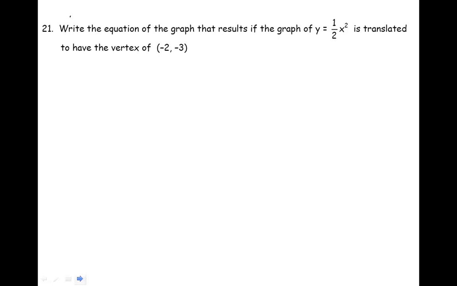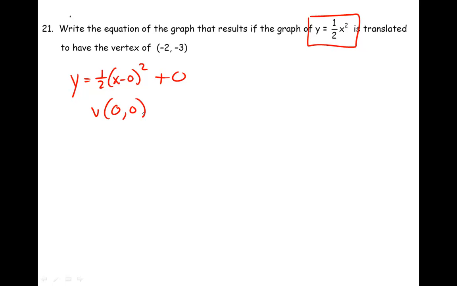Number 21, write the equation of the graph that results if the graph of y equals 1/2 x squared is translated to have the vertex of negative 2, negative 3. So let's look at our first equation, y equals 1/2 x squared. We need to recognize that that is vertex form. Our a value is 1/2. There's an x minus 0 squared plus 0. So our vertex of this equation is at 0, 0.